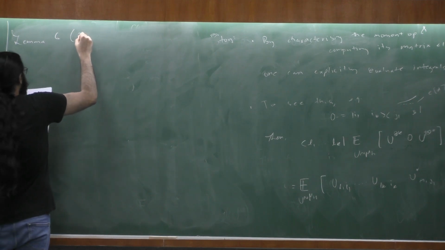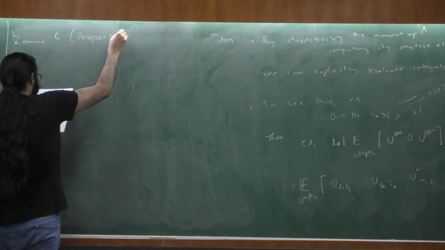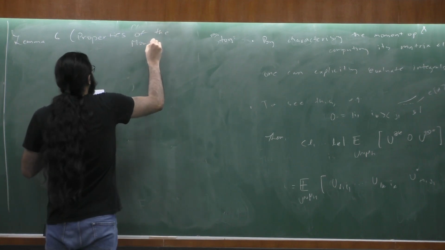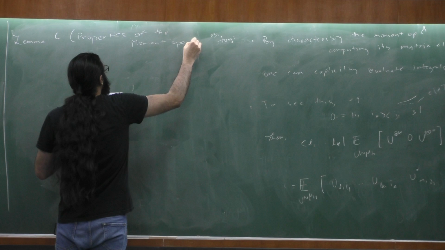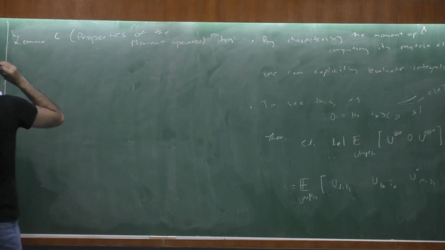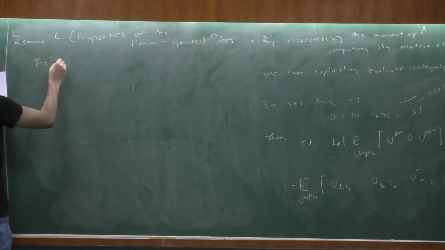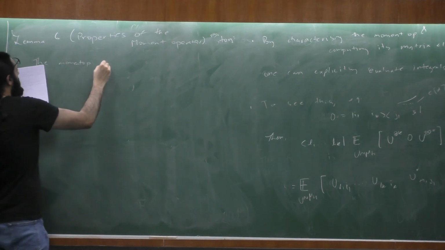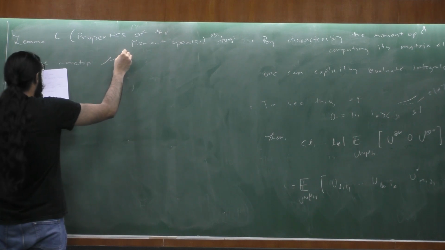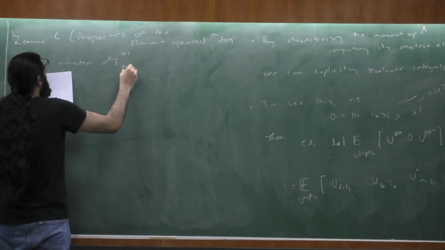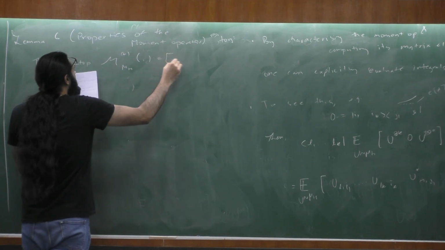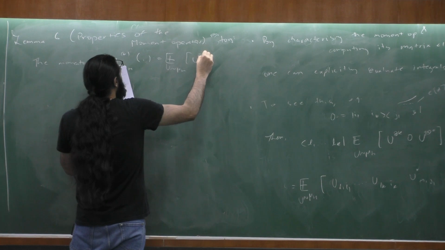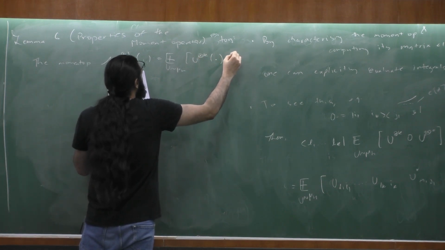Lemma 6 says the following. So these are some properties of the moment operator. So the moment operator M_K of mu_H, which was defined as the expectation over U sampled from mu_H of U tensor K, some object here, U dagger tensor K.